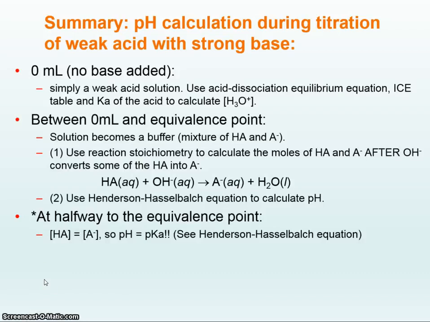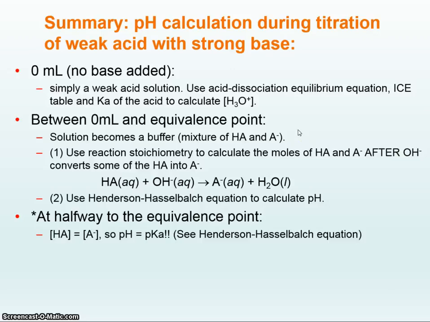So, summarizing pH calculations during the weak acid with a strong base titration. At no milliliters added, it's just a weak acid solution. Use the acid dissociation equilibrium equation, an ICE table, and the Ka to calculate the H3O+. Between 0 and the equivalence point, it's a buffer. It's a mixture of HA and A-.